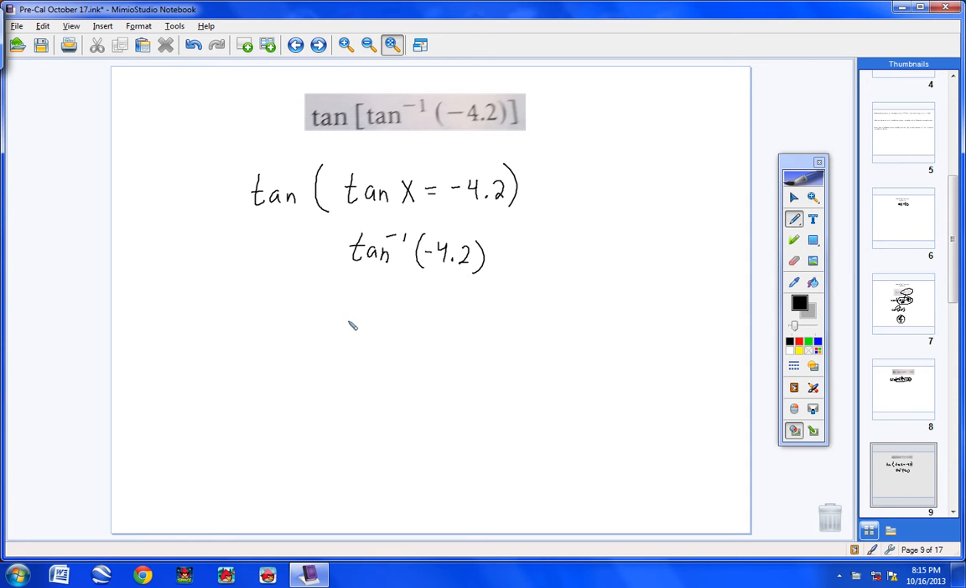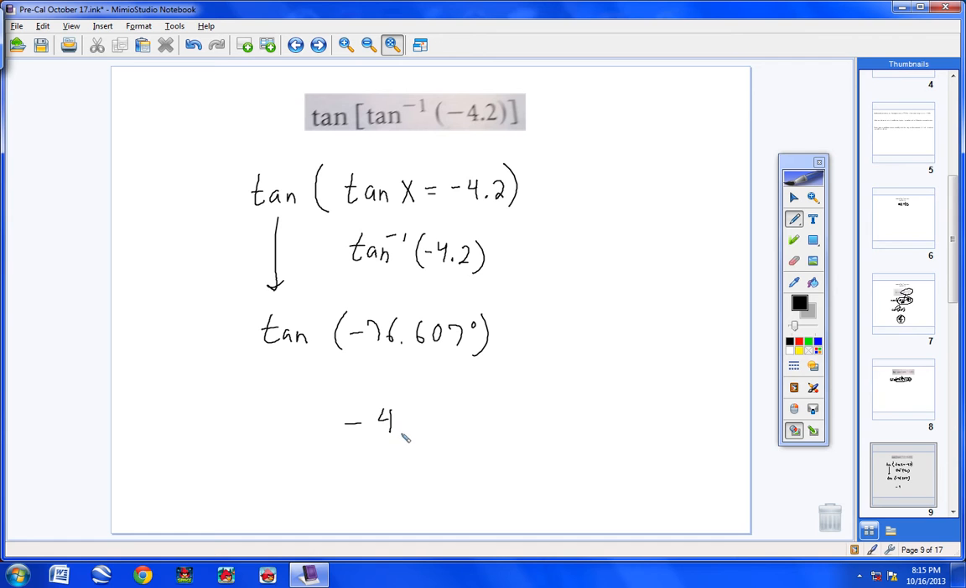So here's what I get out. I'm getting out negative 76.607 degrees. Okay? So I took all of this here and simplified all that down into this angle right here. And now, bring down my tangent, and I simply take the tangent of that angle. So with your calculator, take the tangent of that angle, and you will get negative 4.2. The exact same thing you started with up here, negative 4.2.